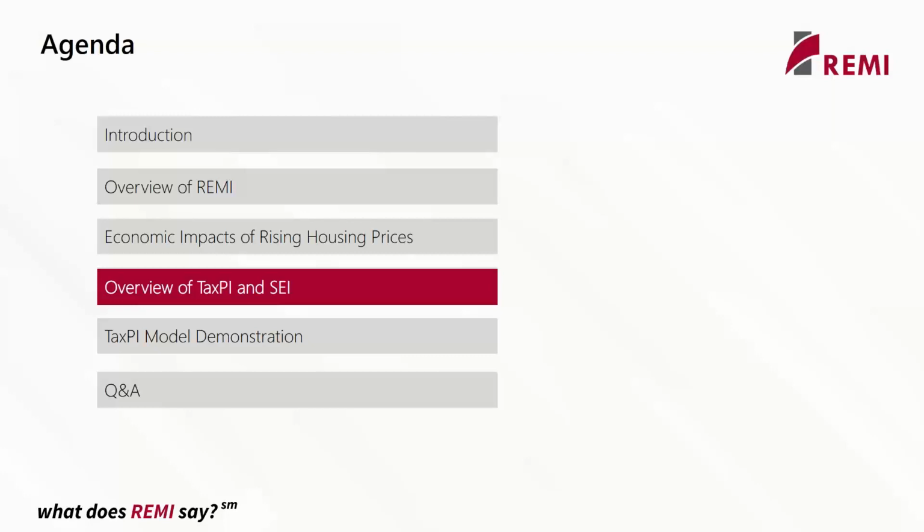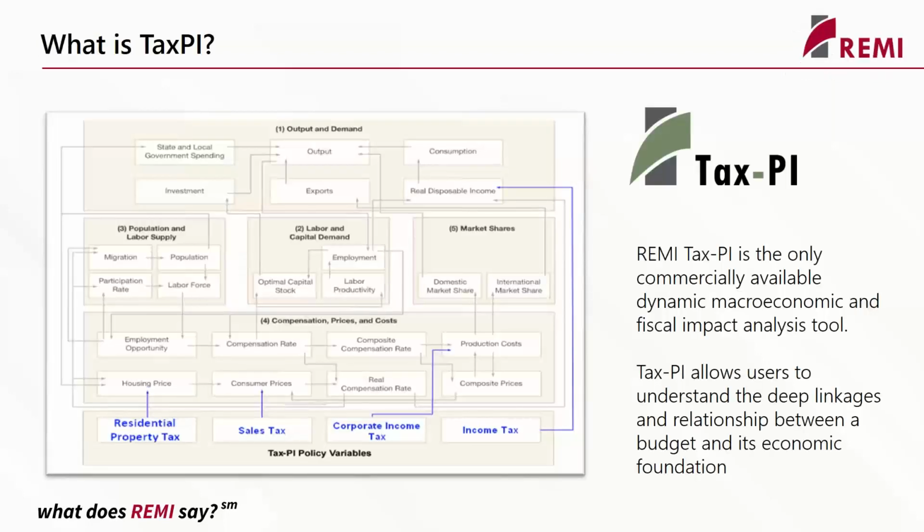So before I show you all the Excel sheet and how to calibrate your TaxPI model to work for you, we're first going to go over what exactly TaxPI and SEI are. Our TaxPI model allows state and local governments to understand the dynamic macroeconomic, fiscal, and policy decisions. It allows states to gather the extra layer of economic analysis that lets them understand how these policy shocks will impact their revenues and expenditures.